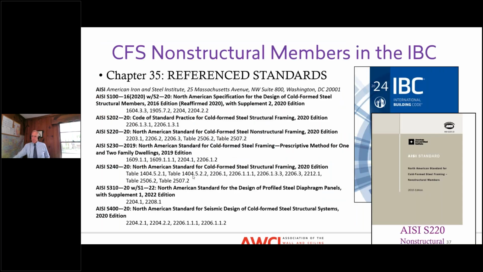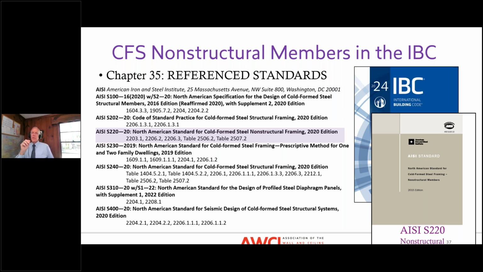All right. Back to Chapter 35, now we're looking at non-structural members in IBC, and Chapter 35 references AISI S220, the North American standard for cold form steel non-structural framing. Now, one thing that I didn't mention earlier, this applies to ASTM standards as well as AISI, is throughout the building code does not include the year. So you have to go back to Chapter 35 to see what year that standard is. But make sure you do that, because as they update standards, ASTM standards sometimes get updated multiple times a year.